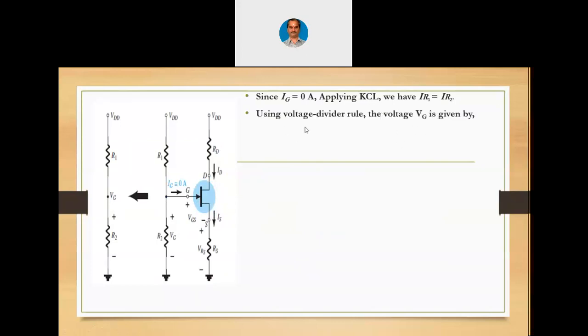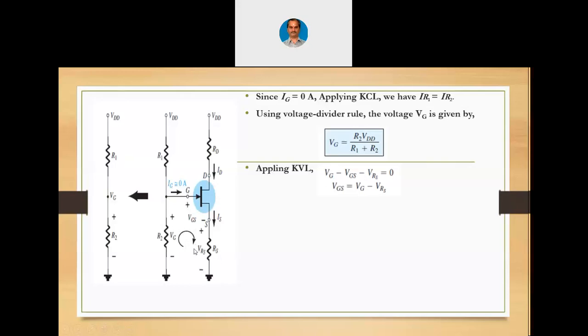IR1 equals IR2. Using voltage divider rule, the voltage VG is given by VG equals R2 into VDD divided by R1 plus R2 as I have been telling you repeatedly now. Applying KVL at the output side now, or we can apply KVL at this particular loop, we have VG minus VGS minus VRS equals 0. We want to find out VGS, right? So, there is VG here at the gate, then VGS here, then we have VRS here. So, VG is nothing but VGS plus VRS.